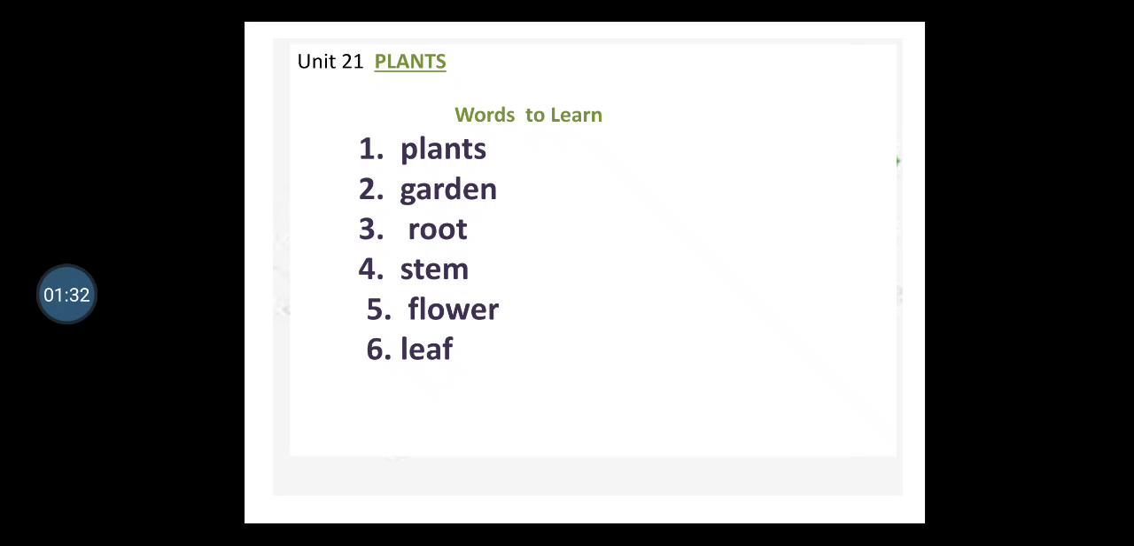Number one is plants, garden, root, stem, flower and leaf. So you will write these words in your notebook: plants, garden, root, stem, flower and leaf.